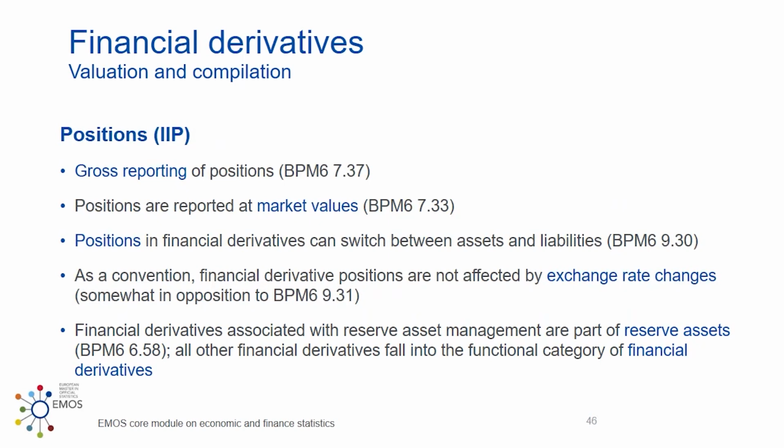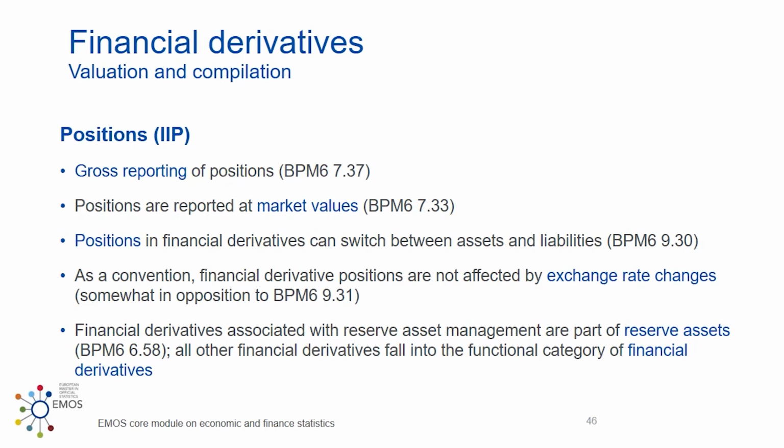Then let's take a look at the positions, the rules for the valuation and compilation of positions in financial derivatives. In this case, we have gross reporting, so we have a separate reporting of assets and liabilities for financial derivatives. You might have noticed this already when we had a look at the numbers. And these positions have to be reported at market values. Notably, a position in individual financial derivative contracts can switch between being an asset and a liability for a given counterparty.